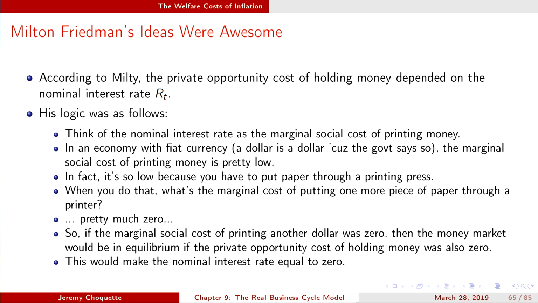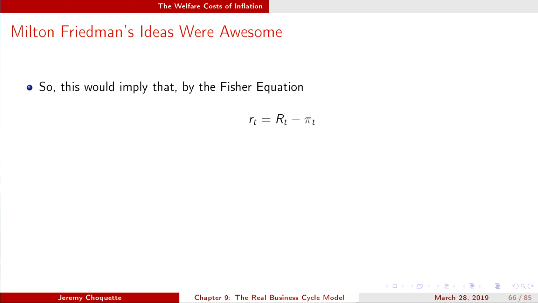So if we set the nominal interest rate to zero, that will ensure there is a welfare maximizing quantity of money, an optimal quantity of money, so to speak, in the economy, where money demand is equal to the money supply.